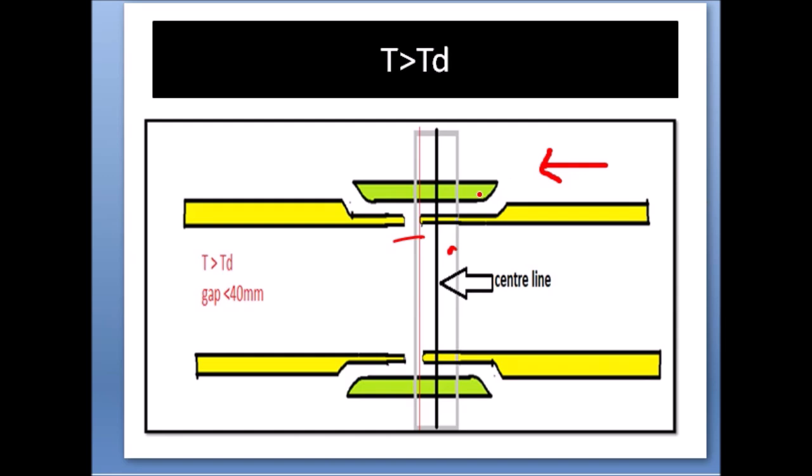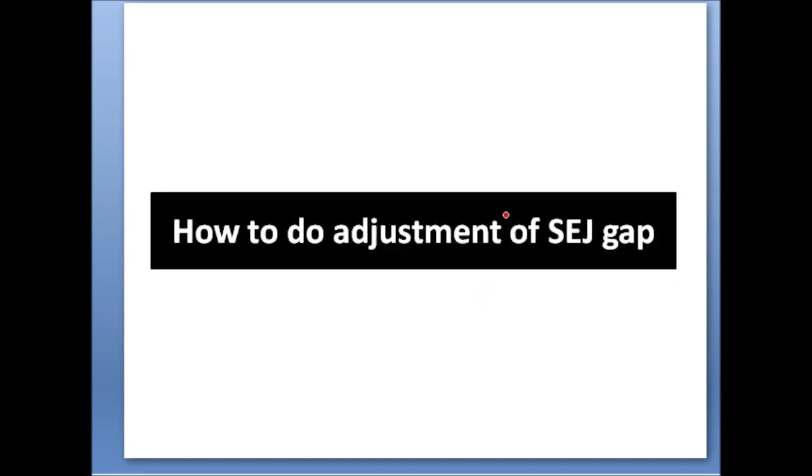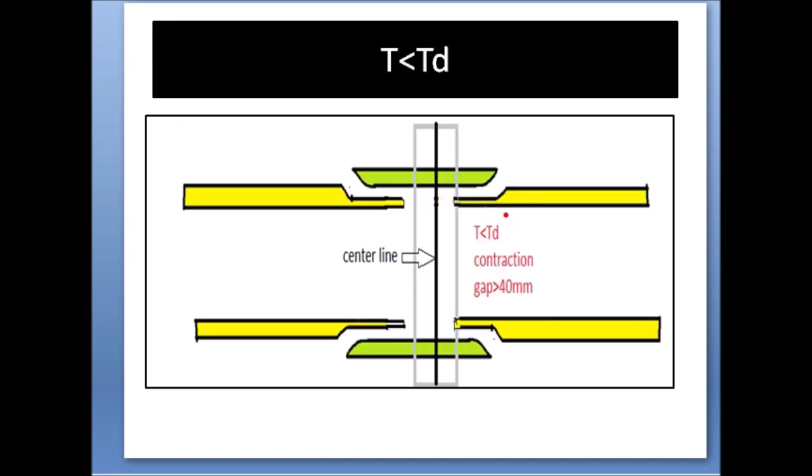When the temperature is more than TD, it may move excessively towards the stock rail, or very little towards the stock rail. Or when the temperature is less than TD, it may move more away from the stock rail or very little away from it. If you don't adjust this, then during service the gap may not be sufficient or may be excessive. So you have to adjust the position of the tongue rail. Now the question is how to adjust the position of the tongue rail.